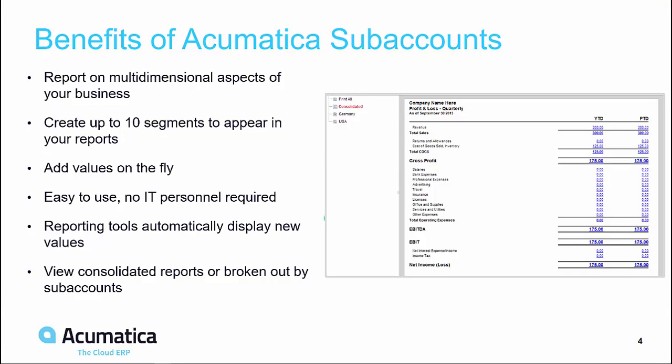Acumatica subaccounts allow you to create up to 10 segments to appear in your reports. You can add values on the fly, and we make it very easy to use with no IT personnel required. These reporting tools will automatically display new values for you, and you can view your consolidated reports or break them out by your different subaccounts.